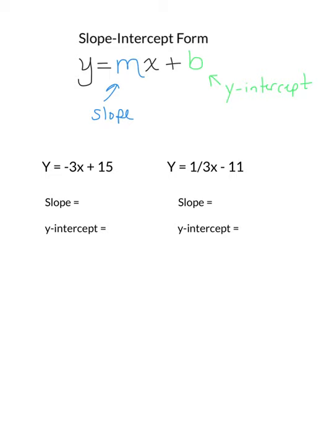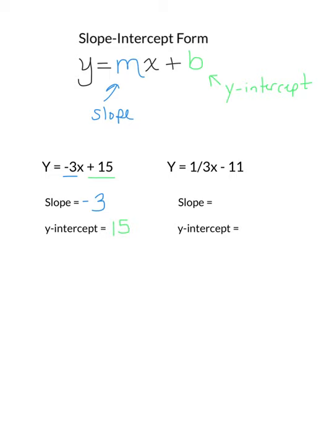So if I look at the first one, my slope is the number in front of the x, which is negative 3. You don't write the x, you just write the number in front of it. My y-intercept is the number that comes after the plus sign, which is 15. If it's a plus 15, we just write 15. We don't have to put the plus sign.